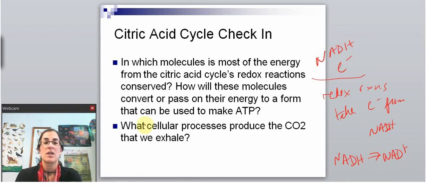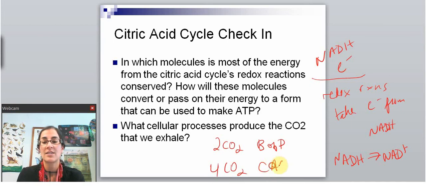The second question here, what cellular processes produce the CO2 that we exhale? This is just to remind you that the reason why we have to breathe in oxygen and breathe out CO2 is because of cellular respiration. So at the end of the citric acid cycle, remember we lost 2 CO2s in the breakdown of pyruvate, and we lost 4 CO2s in the citric acid cycle. All of that CO2 is going to have to be breathed out with our bodies, or by our lungs rather.